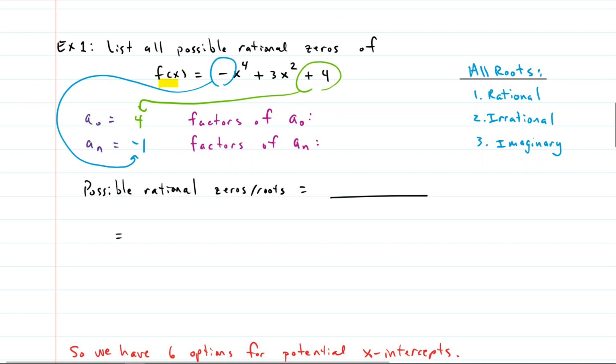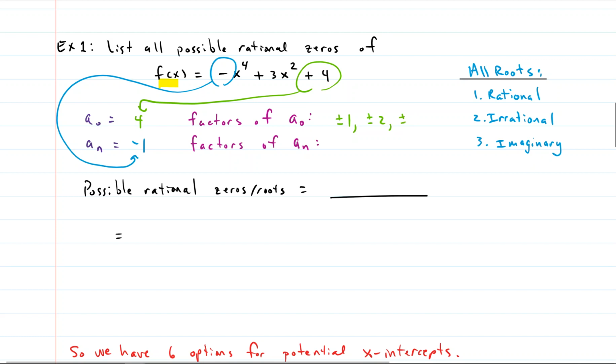Now we just need factors. So what are factors of positive 4? Well, we have plus or minus 1, plus or minus 2, and plus or minus 4.